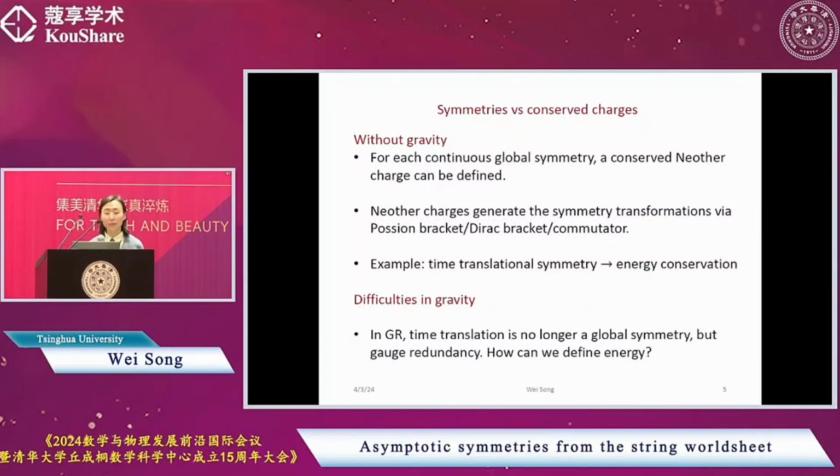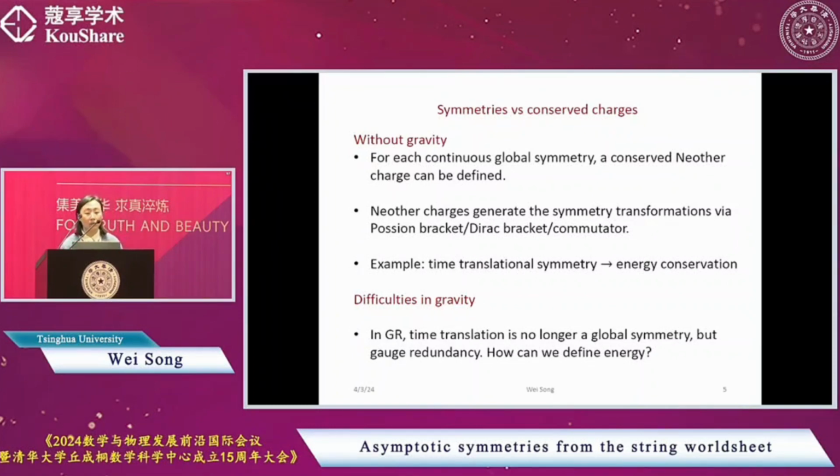So the simplest example is the time translation. We know that if the theory is invariant under time translation, we can write down the Hamiltonian. The Hamiltonian generates the time flow, and we have energy conservation.